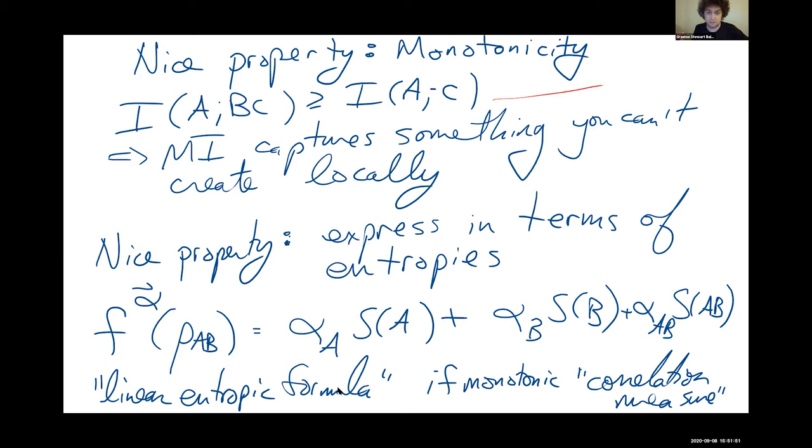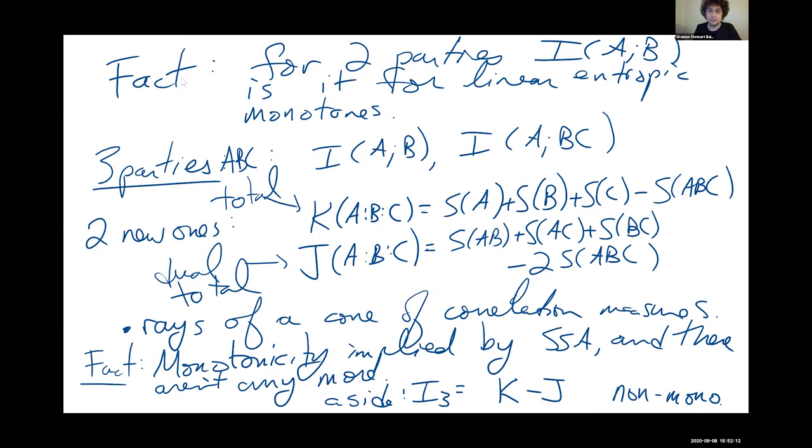Okay, so the terminology we use for this is we say it's a linear entropic formula, and if it's monotonic as well as being a linear entropic formula, we might call it a correlation measure or a linear entropic correlation measure. So here's a fact. For two parties, the mutual information just is the only linear entropic monotone. Okay, well, you can multiply it by some positive number, but otherwise there are no more.